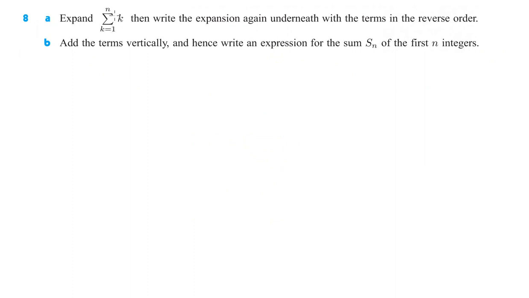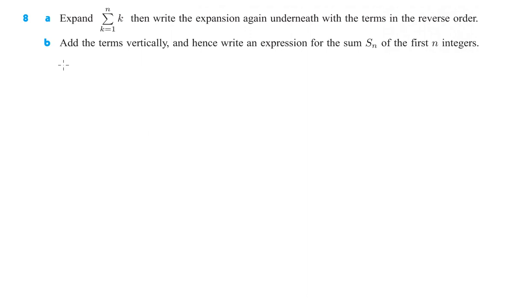Expand in summation notation k equals 1, ending with n, all to the k. Then write the expansion again underneath with terms in reverse order. Add the terms vertically and hence write the expression for the sum, S of n, of the first n integers. Okay, so this is kind of one of those theory type questions. So expand, then write the expansion again.